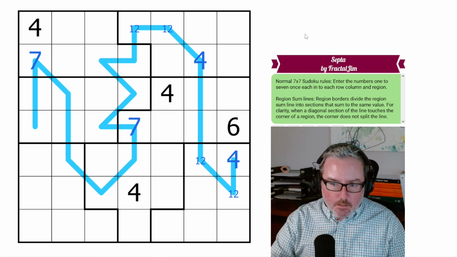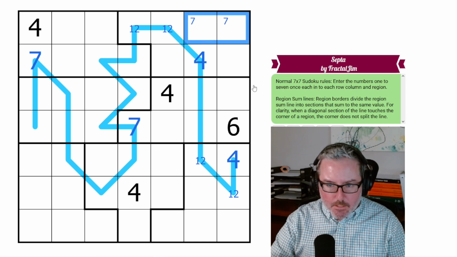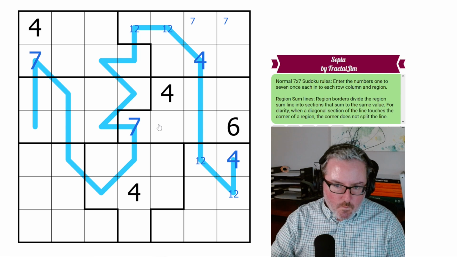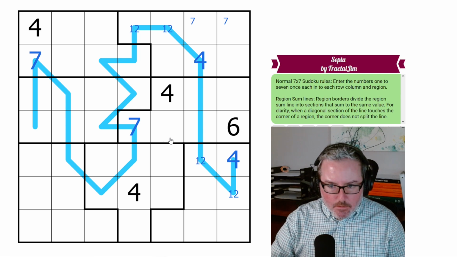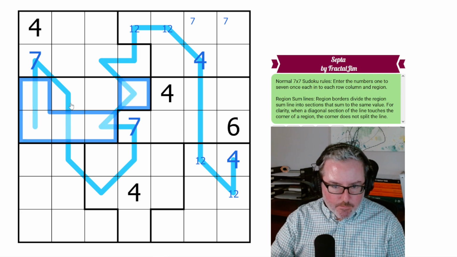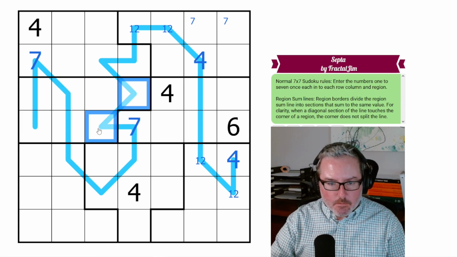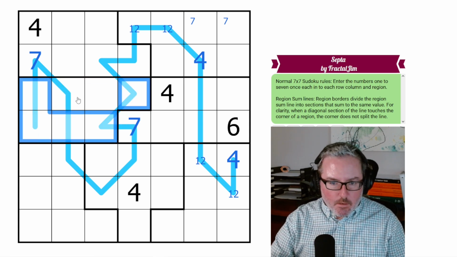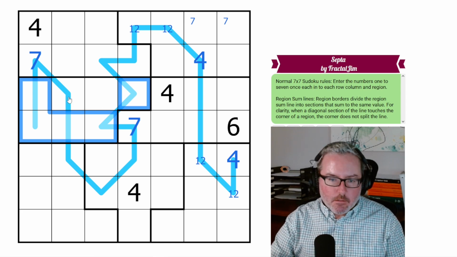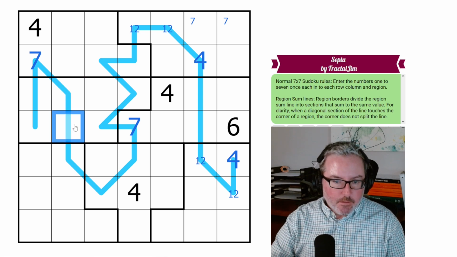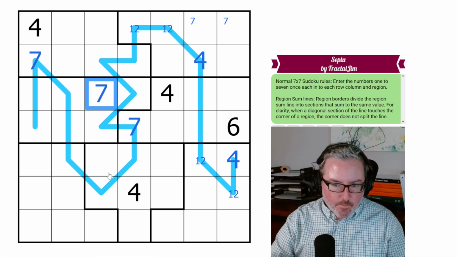Now, we have to have a 7 up here somewhere because this 7 sees all of these, so one of these must be a 7. What else can we say? Okay, here we go. So looking into this region, this 7 sees this one and this one. This 7 sees these two. Now we have only 2 places left where a 7 can go, but this is on a region sum line. So if I were to put a 7 here, I'd have to put a 0 here. That doesn't work, so this has to be our 7.